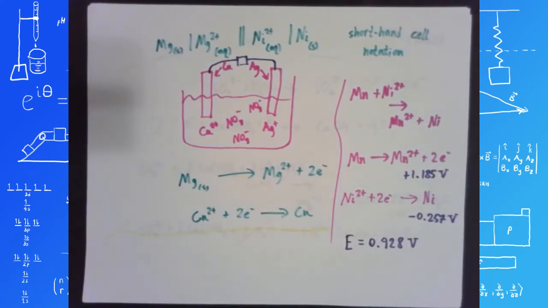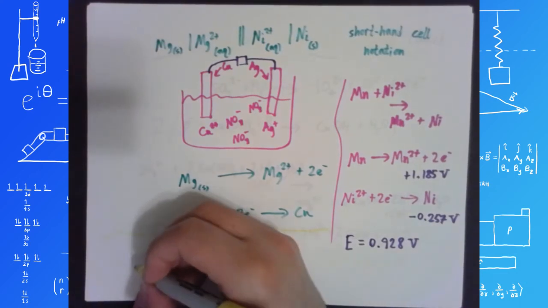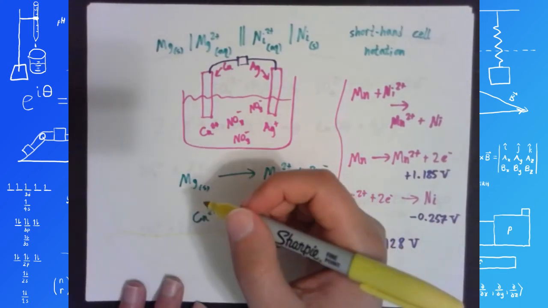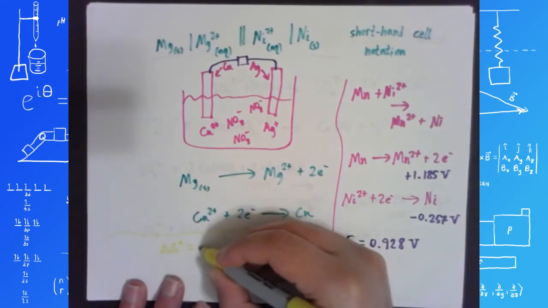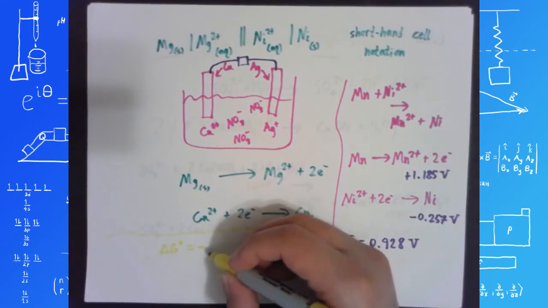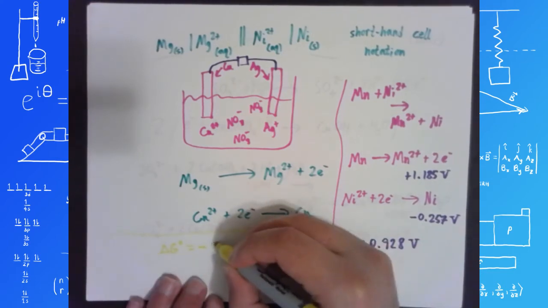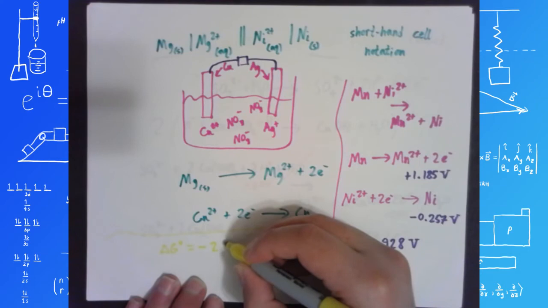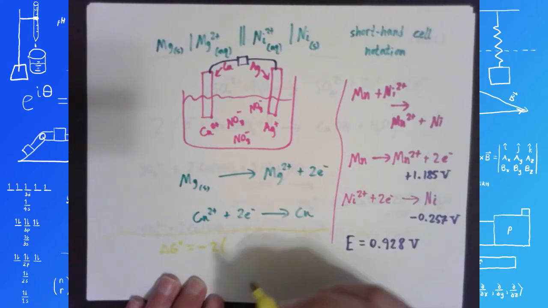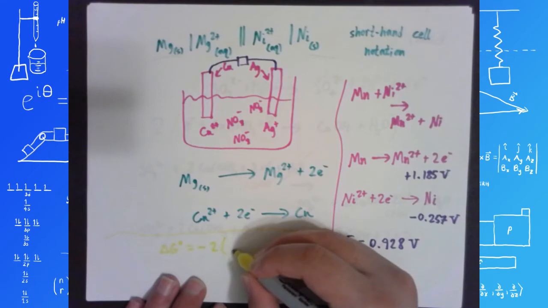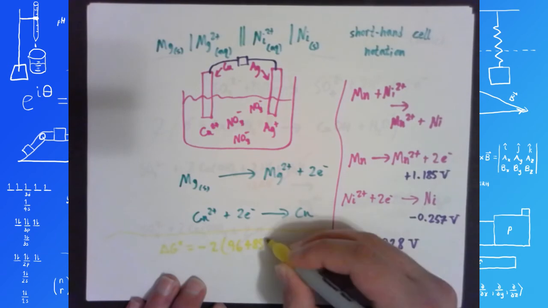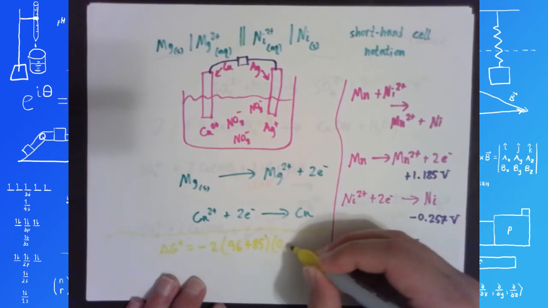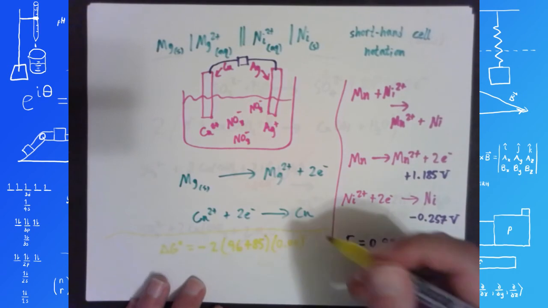So we've got part A, 0 volts, and n equals 2. That's just going to give you delta G standard equals negative 2 times the Faraday constant, 96,485, times E cell, which is 0. So that's just a 0.